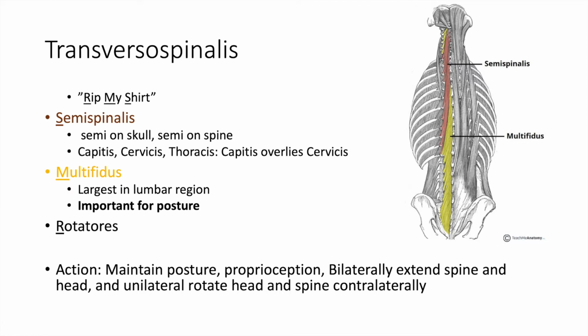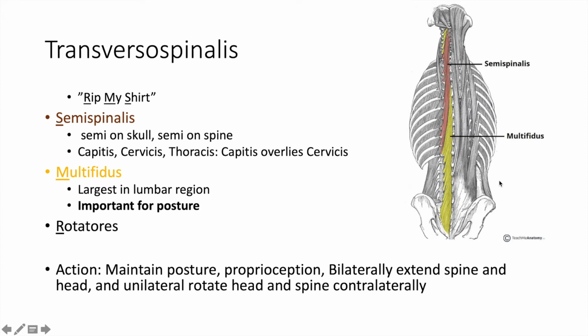Transversospinalis. How I remember these muscles is "rip my shirt." That's rotatores, multifidus, and semispinalis. Semispinalis is semi on the skull, semi on the spine. There's semispinalis capitis. A cap would be on my head, and then that would be on top of my neck, so cervicis. And we also have semispinalis thoracis.